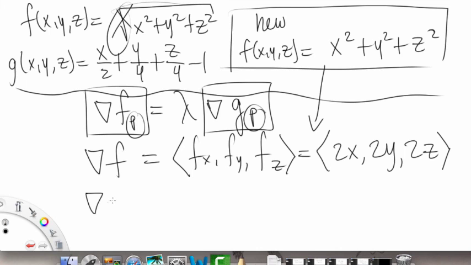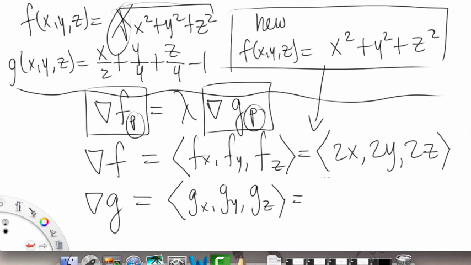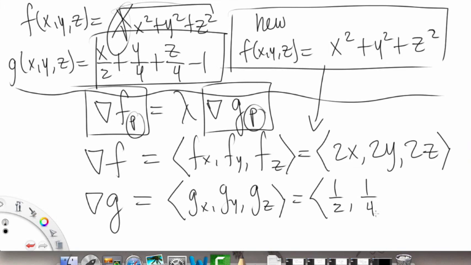And now if we take the gradient of g, we're going to have g sub x, g sub y, and g sub z. So if we look at our equation up here, the coefficient of x is just a 1/2. The coefficient of y is just a 1/4. And we also have another 1/4 for the coefficient of z. And then that -1 just goes away every time we take the partial derivative, right? So this is what we have, and now I'll show you how to set up our equation.